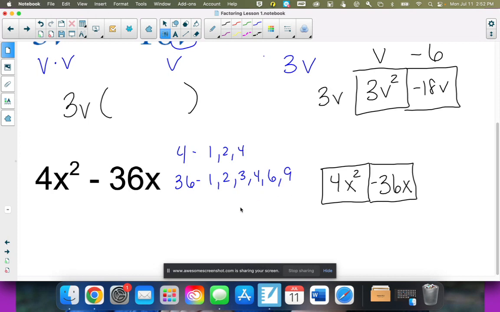6 and then 9, I think, and I can keep going. But the biggest one can't be bigger than 4, right? Because that is my smaller of my two numbers. Okay, so 4 is my coefficient part. Make that a different color.